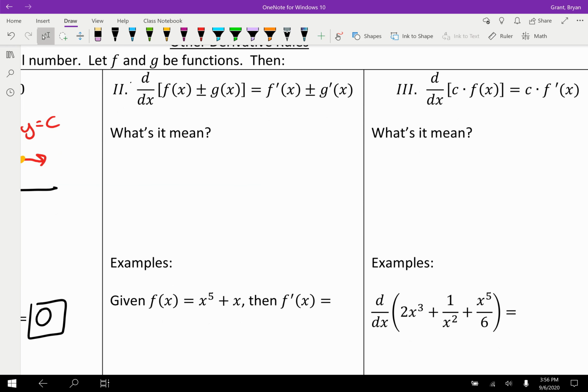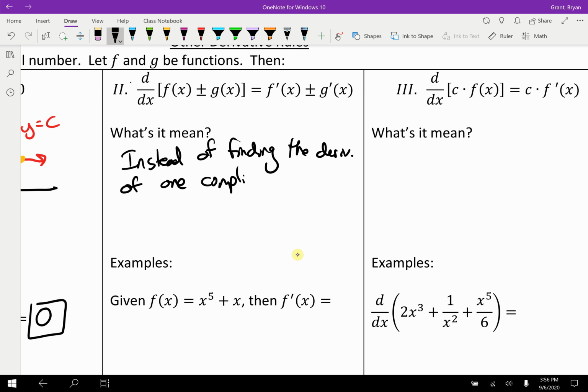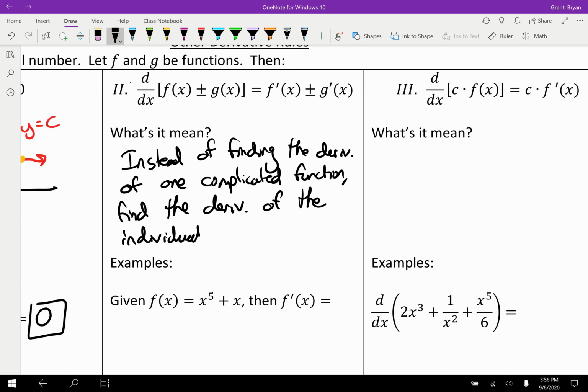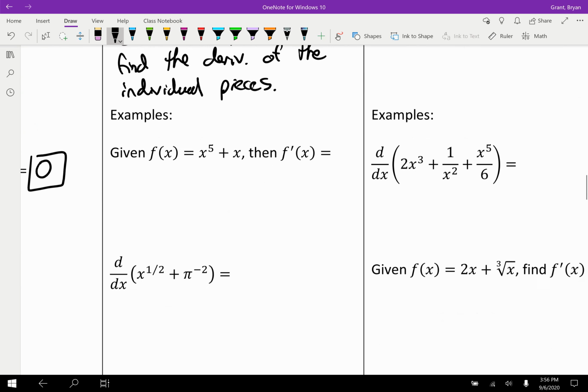What's it mean? Well, I think I just told you, but instead of finding the derivative of one complicated function, find the derivative of the individual pieces. Now this is only true for addition and subtraction. We'll find that multiplication and division gets a little bit crazier. So let's put this into words, or I guess let's put this into action.